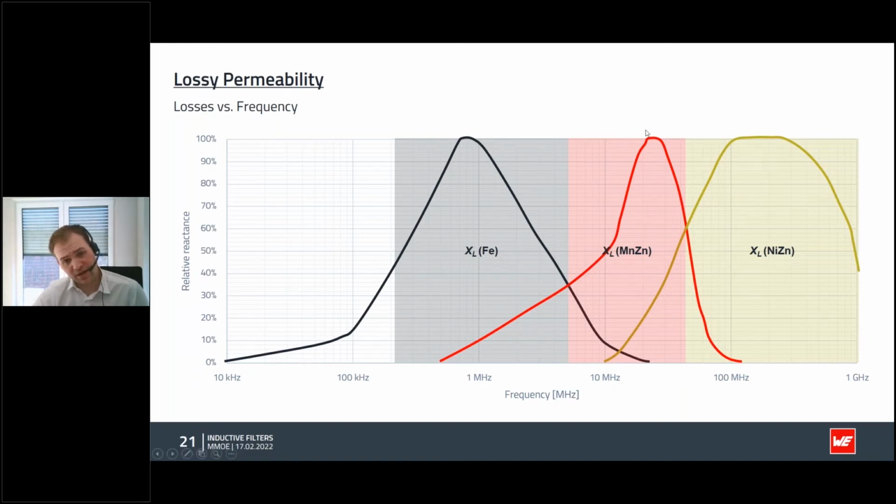However, we can use a manganese zinc core for conducted emissions, because manganese zinc will draw a lot of core losses in this frequency range up to 30 megahertz. So depending on the application, we can switch up the core material to achieve different properties here.